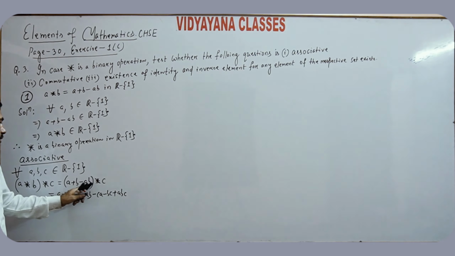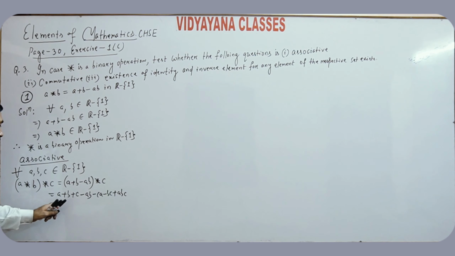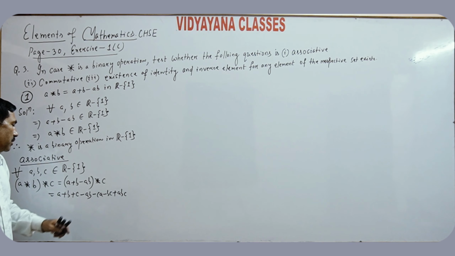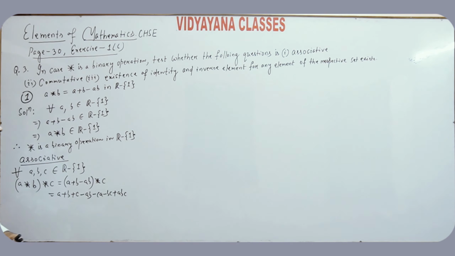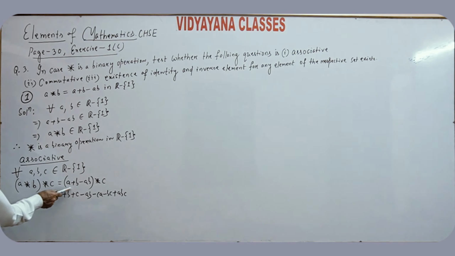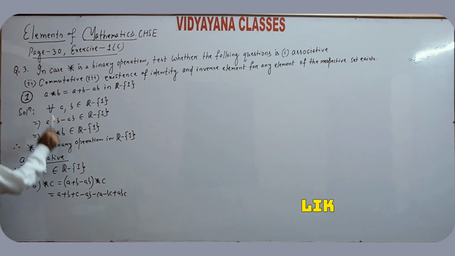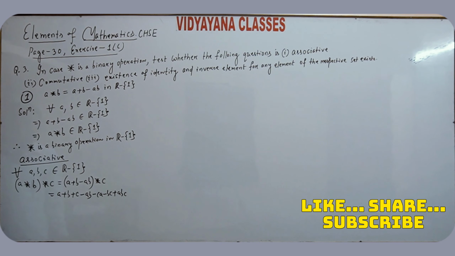AB, it is taken as A, it is B. So A plus B plus C minus AB minus CA minus BC plus AB. It is taken as A, it is taken as B. A star B is equal to A plus B minus AB.